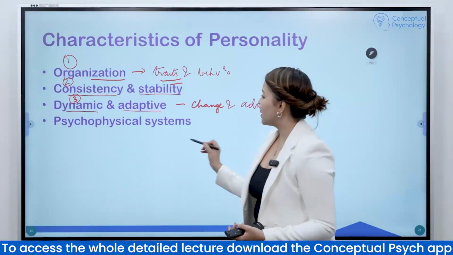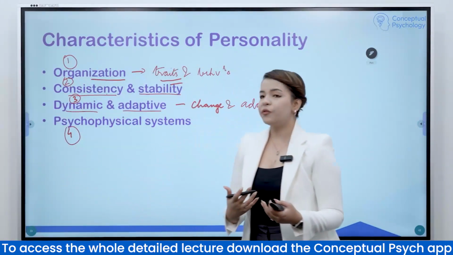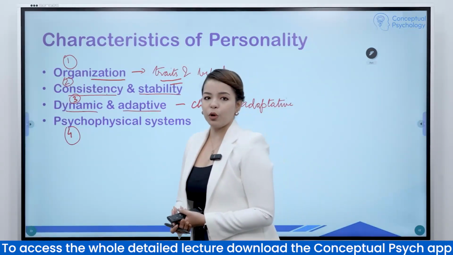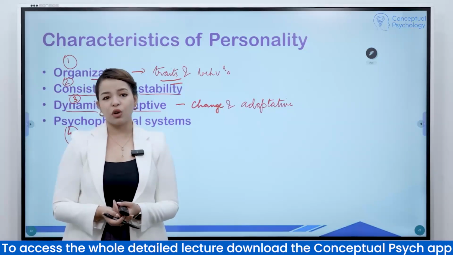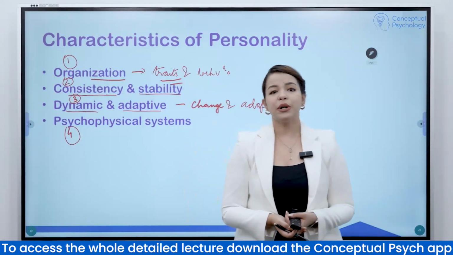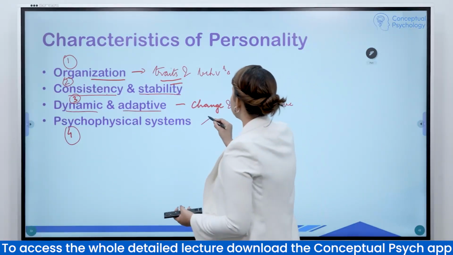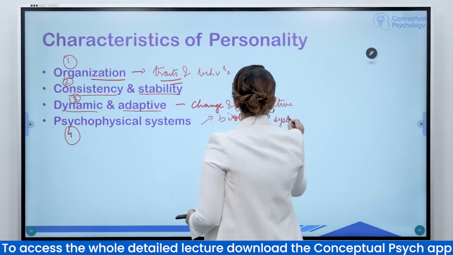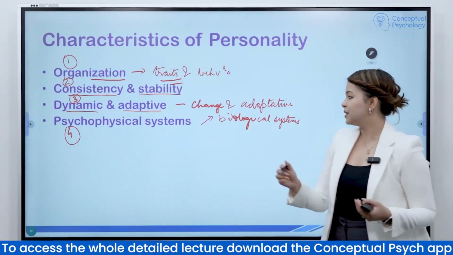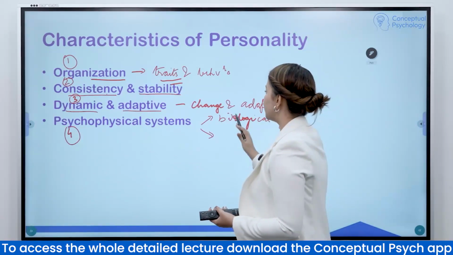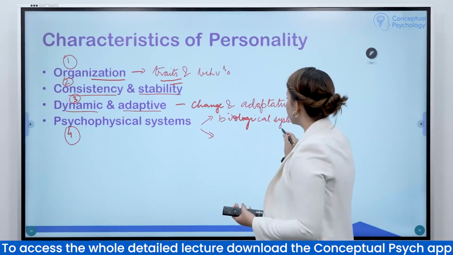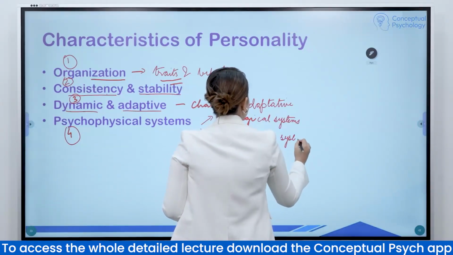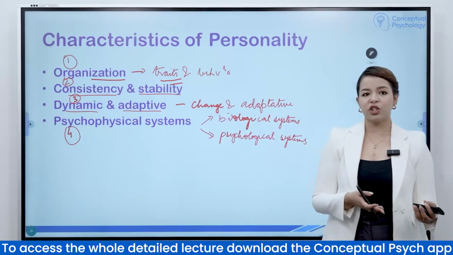Okay, and finally, the fourth characteristic is that there are some psychophysical systems which are at play. So what are these psychophysical systems? If I have to put it in the words of Allport, who is a very famous personality psychologist who talked about traits, personality arises from both the biological systems as well as our psychological systems. So that is why it's called the psychophysical system. Now, what are these biological systems and psychological systems that we are talking about?